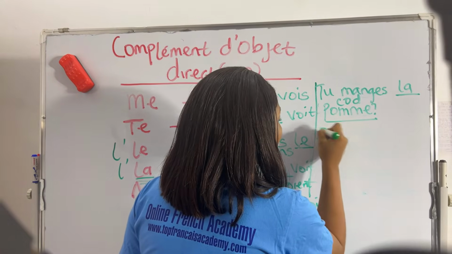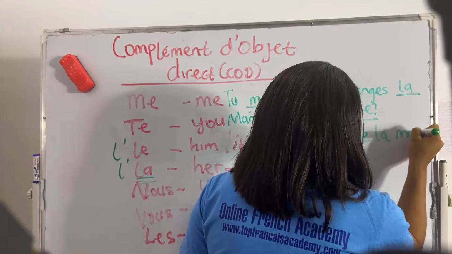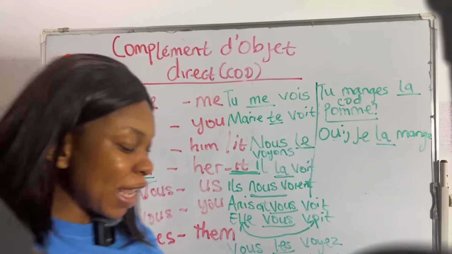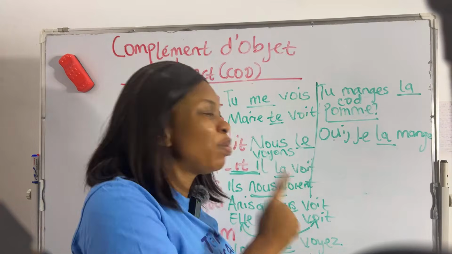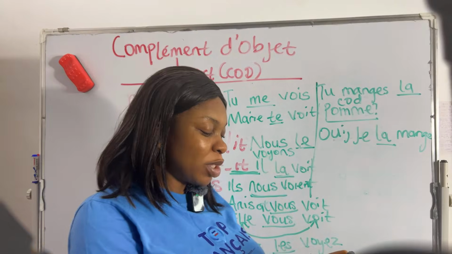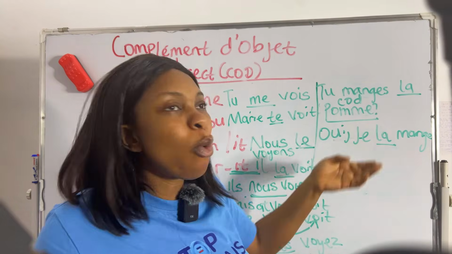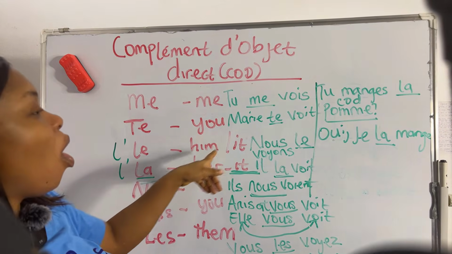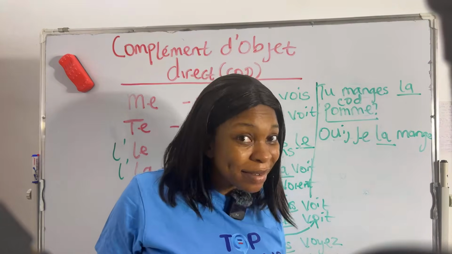We say, oui, je la mange. Good. Look at our COD. Don't forget, remember I gave us a very clear instruction at the beginning of the class. COD is placed before the verb. COD is used to avoid repetition. So instead of saying, yes, I am eating the apple again, why not just say, yes, I am eating it? So what's the it? La. Why? Because la pomme is feminine. And we said earlier that la can mean a or it. Do you see that?